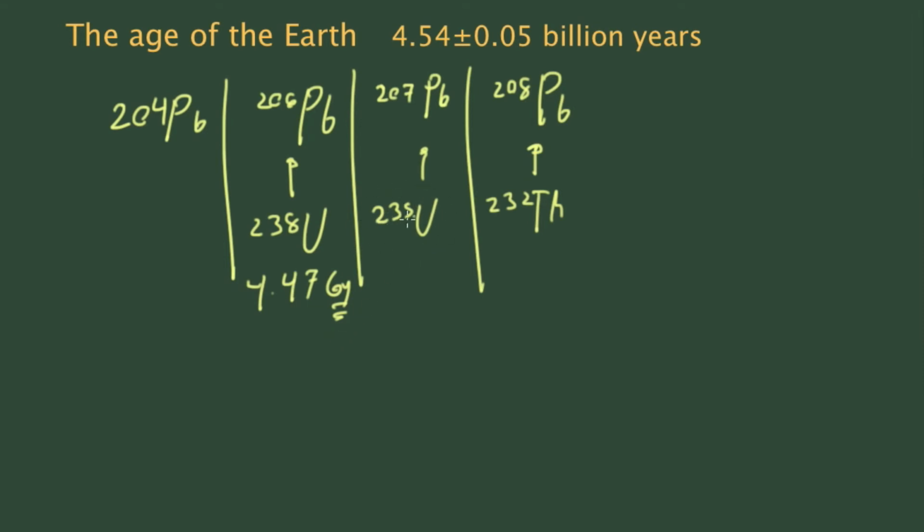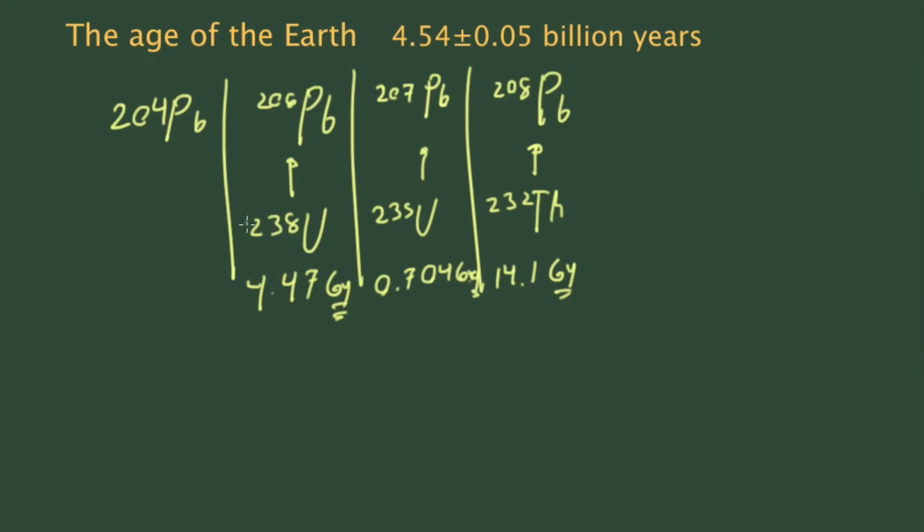The half-life of uranium-235, until you find some lead-207, is 0.704 gigayears. And for thorium-232 to make lead-208, you have to wait 14.1 gigayears. So these are the different half-lives.